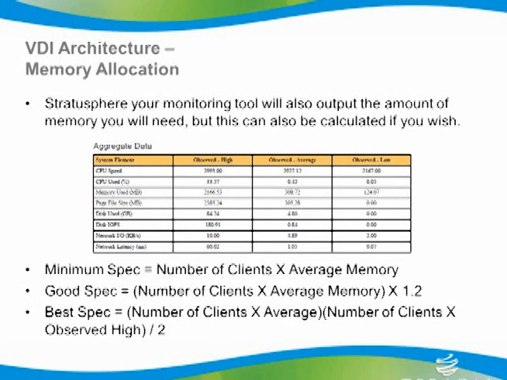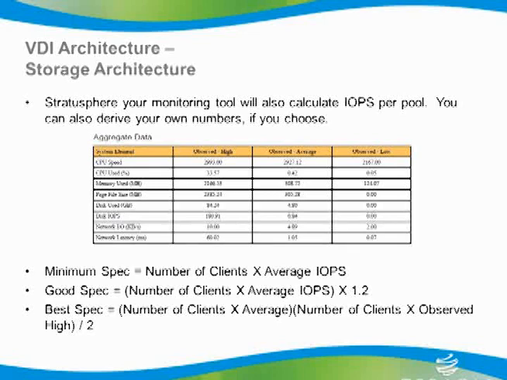So, just like before, we have 3 good use cases, and we can modify the good spec towards anything we want to do. Minimum spec is the number of clients times the average memory. Good spec is the number of clients times the average memory times 1.2. And the best spec is the number of clients times the average memory times the number of clients times the observed high divided by 2. Again, leave Terakai to the math. They're really good at it. They're going to make sure all this gets done for you.